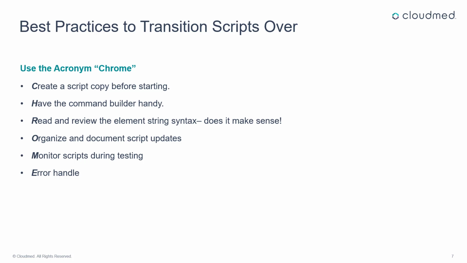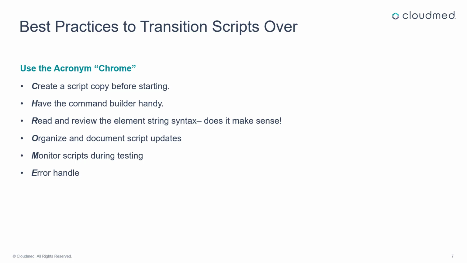R is for read and review the element string syntax. Does it make sense? We kind of do this already when we are working with IE. We look at the element string to see, does this make sense logically in the space that I'm in? We suggest doing the same thing for any of your XPath scripts. It'll also help you navigate and learn to read XPath better if you are reading it during your scripting and saying to yourself, okay, that makes sense. I'm selecting a text box. That's what I expect it to look like. Or yes, I'm clicking a button. That's what I expect that XPath to look like.